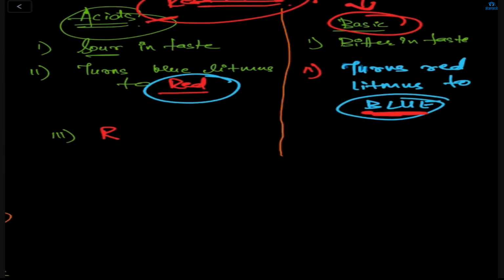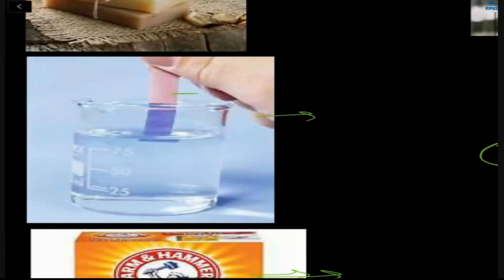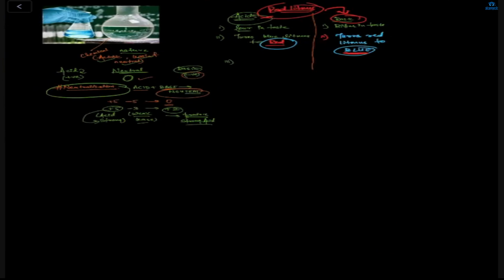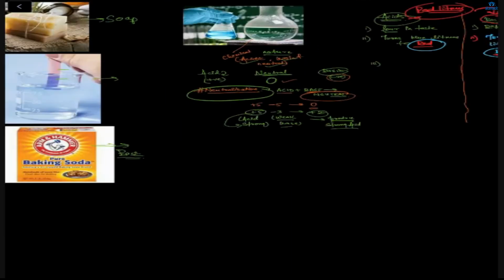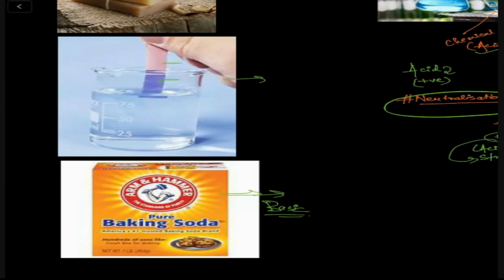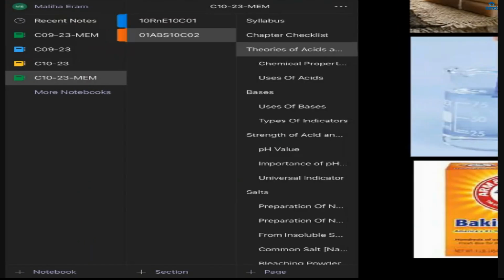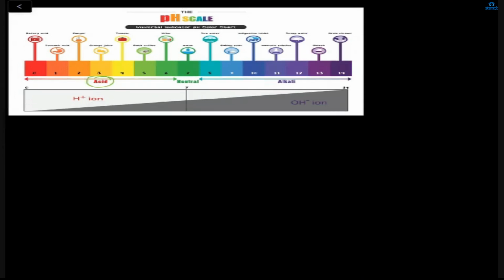Ma'am, actually, litmus paper is of two colors, one for red and blue. Is there anything else except acid, base, and salt? Any other pH value? Yes, ma'am, pH value is also there. We'll get to know this. Here is the pH value. Yes, I'm talking about this one.